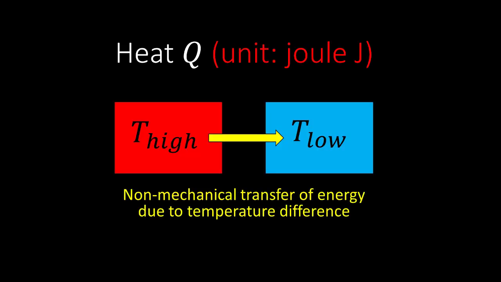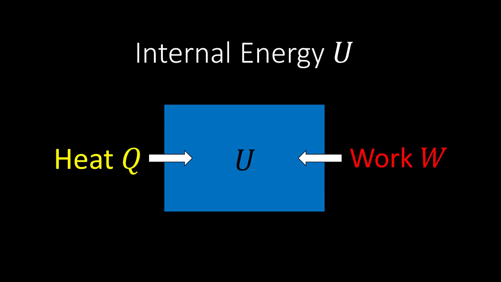Heat, usually denoted by the symbol capital Q, is non-mechanical energy transferred between objects or systems due to a temperature difference. Being a form of energy, the unit of heat is the joule. A system does not contain heat, but it does contain internal energy. If heat is added or removed from a system, it is the system's internal energy that changes.